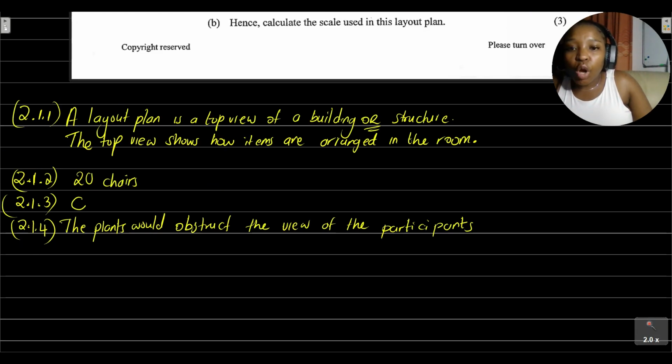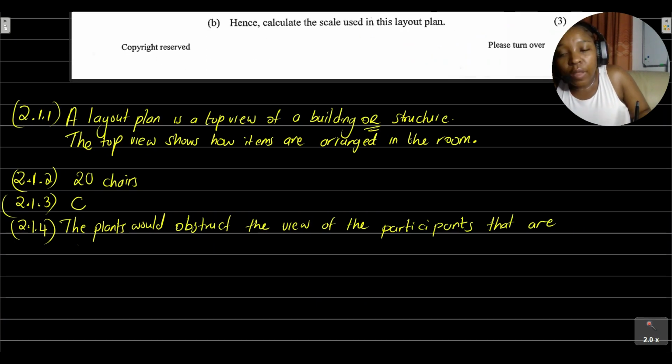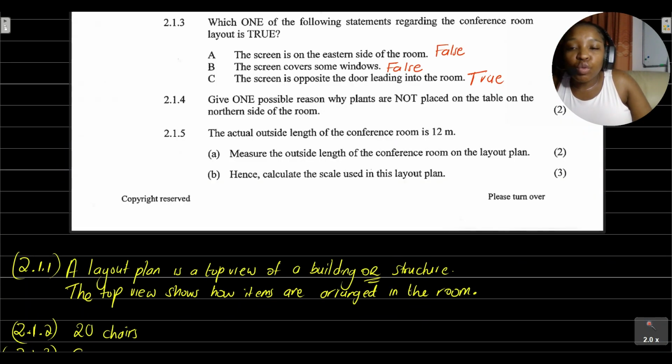Okay, the plants would obstruct the view of the participants that are actually sitting on the northern side of the room. Good. Okay, question 2.1.5, the actual outside length of the conference room is 12 meters.